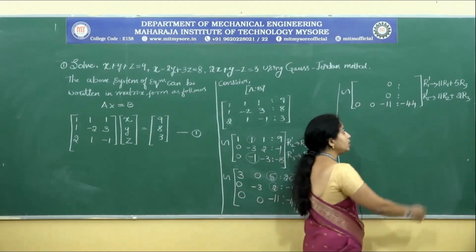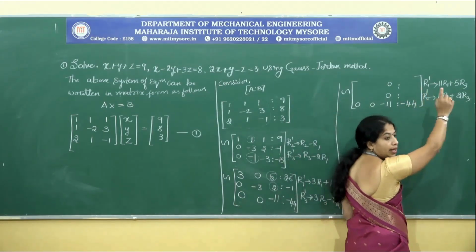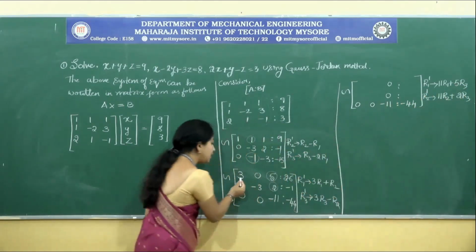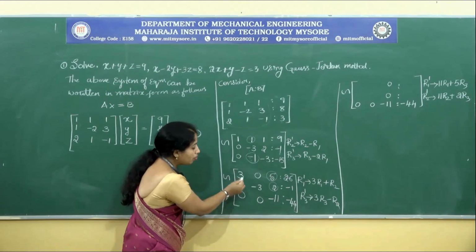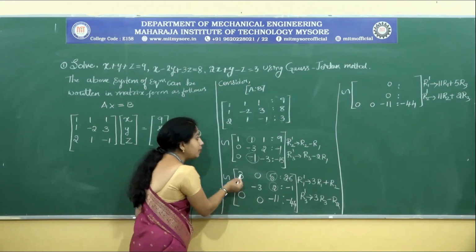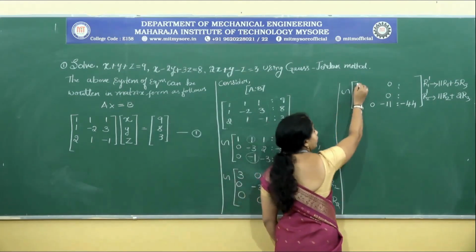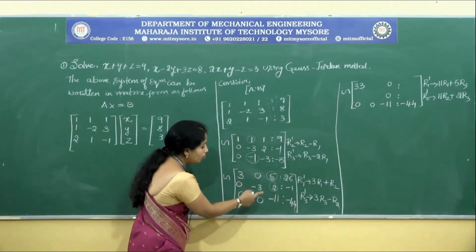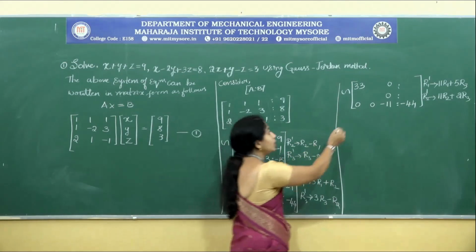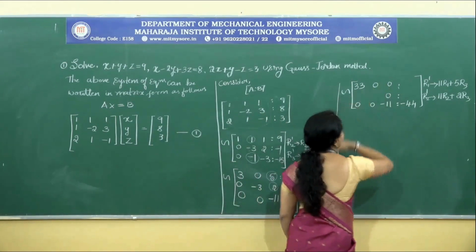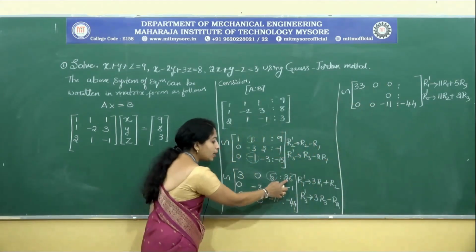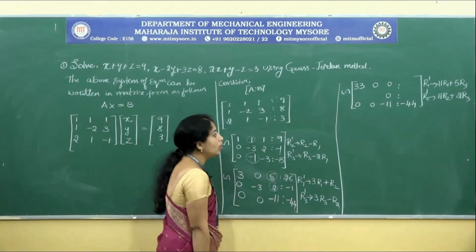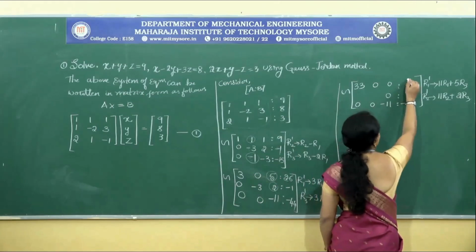Now see the row operation, R1 dash is 11 R1 plus 5 R3. 11 times 3 plus 5 times 0. 11 into 3 is, you will get 33. 11 times 0 plus 5 times 0, you will get 0. The next is 11 times 26 plus 5 times minus 44 will be equal to 66.